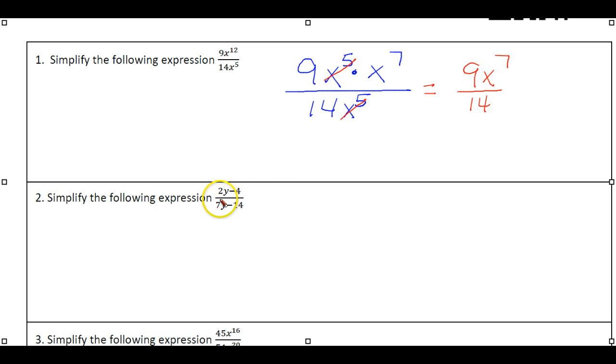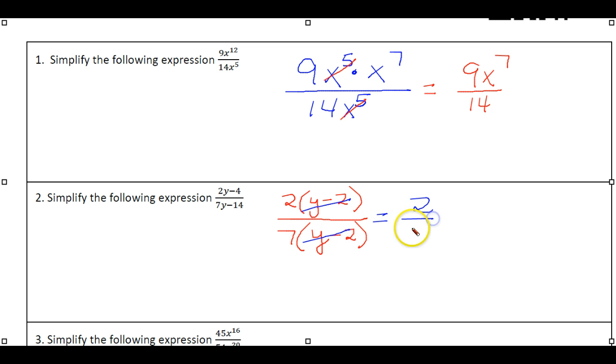All right, in example 2, I think we can factor out a 2 from the top there, and we get 2y minus 2. And then over here we can factor out a 7 from each term, and we get y minus 2. And now we see that we have a common factor of y minus 2, so our answer is just 2/7.